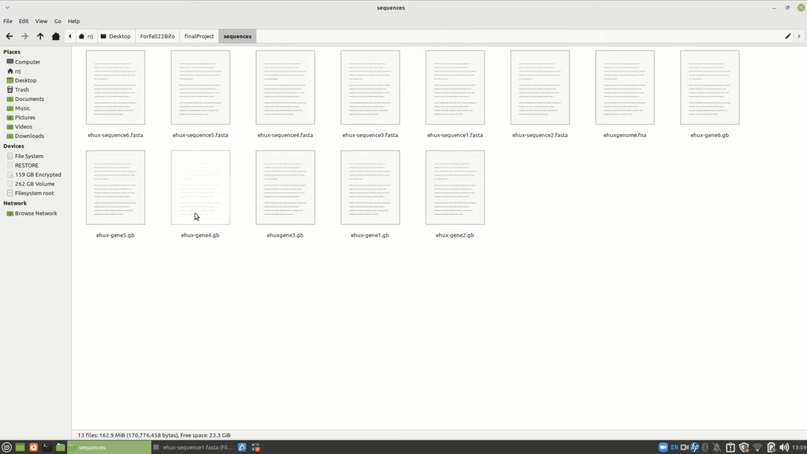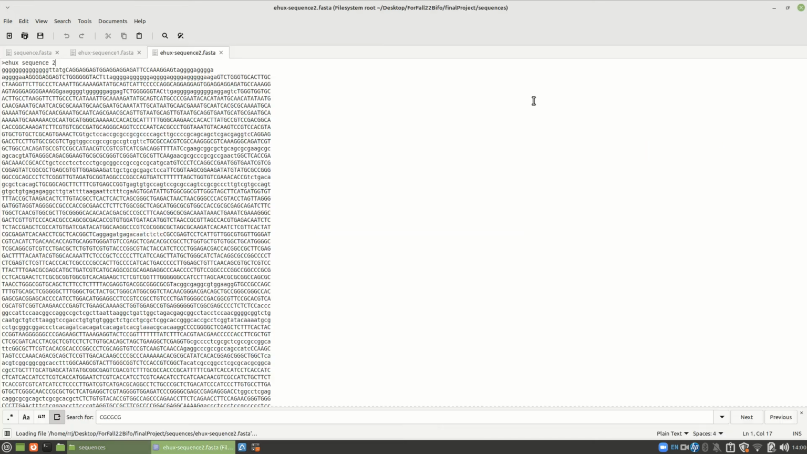Where's sequence 2? EHUX gene 1, EX gene. Or was that 2? Okay, this one is 2. The one we were just using was 1. All right, so let's do the same thing here for sequence 2.